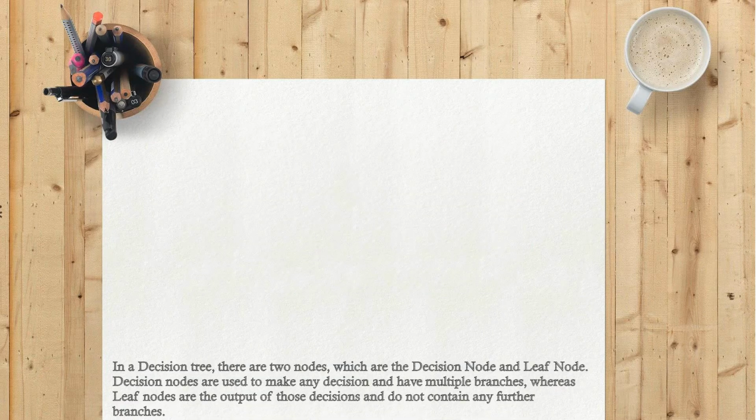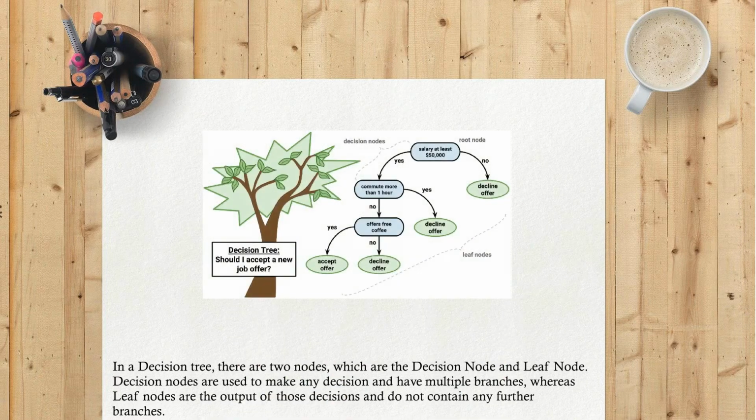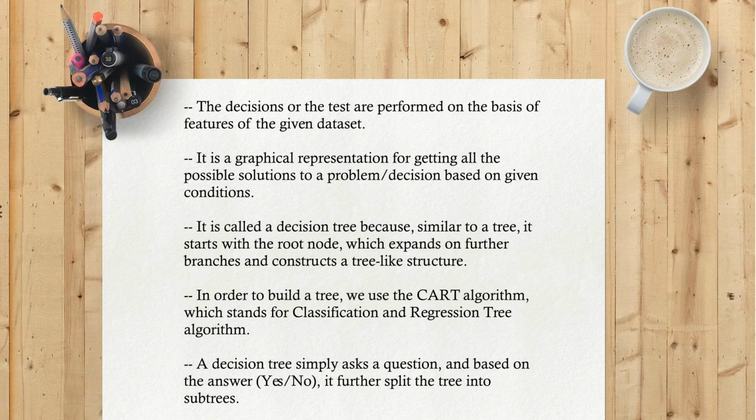In a decision tree, there are two nodes, which are the decision node and leaf node. Decision nodes are used to make any decision, and have multiple branches, whereas leaf nodes are the output of those decisions, and do not contain any further branches. The decisions, or the test, are performed on the basis of features of the given dataset. It is a graphical representation for getting all the possible solutions to a problem or decision, based on given conditions.